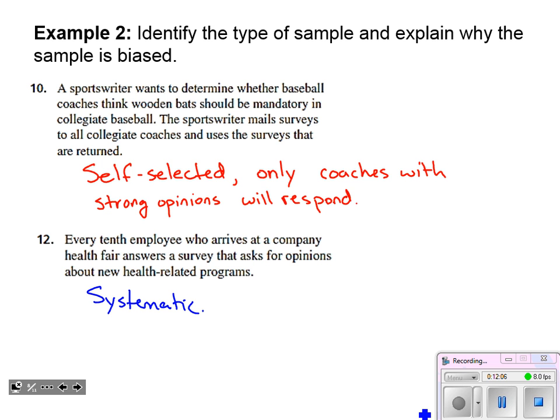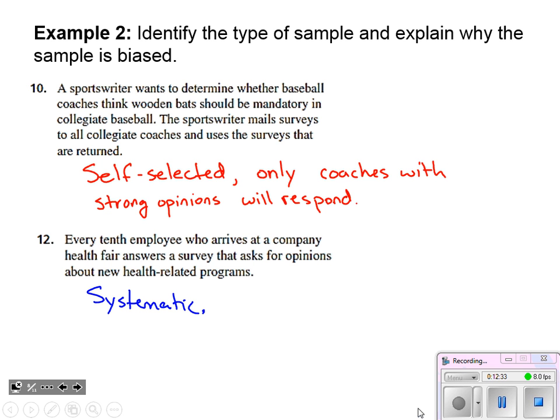Okay, and we can tell that it's systematic because they have a rule for choosing what people are going to participate in this survey. In this case, it's not, do you choose to take a survey or not? It's you're one of the 10, you're the 10th or the 20th person, whatever, that arrives at this health fair. You're going to take this survey. So there's a rule for choosing who takes the survey. Okay, and then it asks for your opinions about a new health-related program.